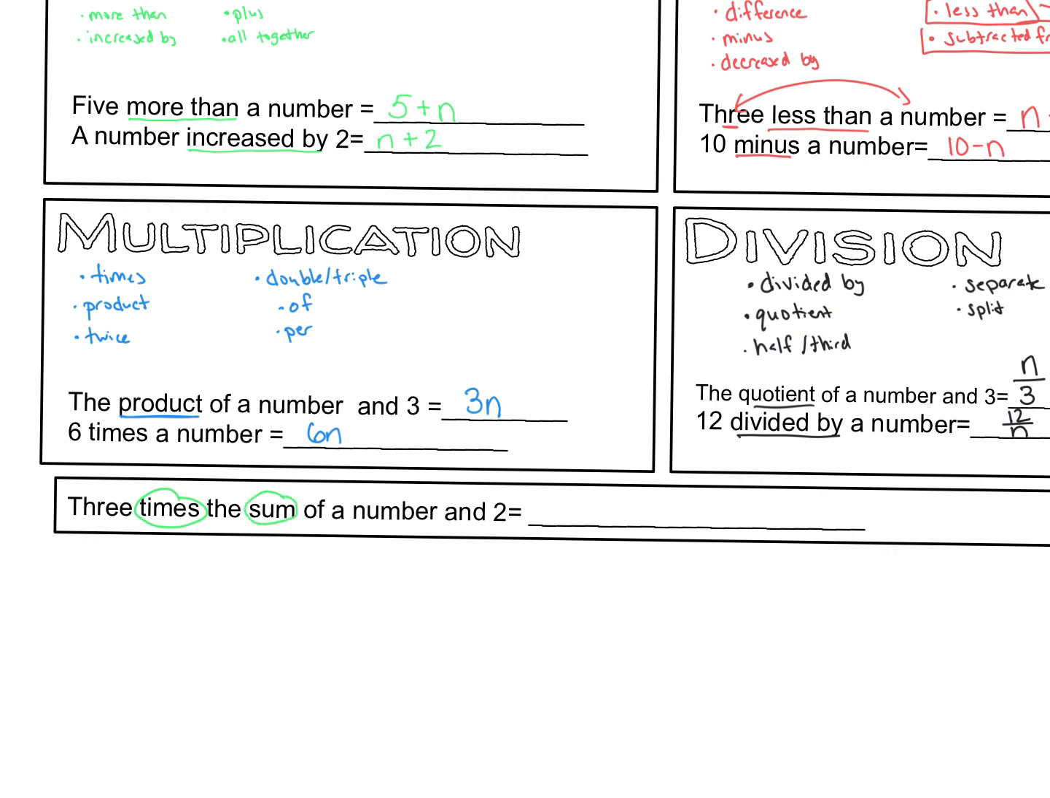Because this is 3 times the sum, what this means is that the sum has to come before the multiplication, because it's multiplying by the answer of the addition problem. And so in order to get addition to come before multiplication, we have to put that in parentheses. So what it would look like is 3 times the sum, so 3 parentheses, and then we have a number and 2, so that sum is going to go where the and is, and so it's going to be the number plus 2. So this would be how we would write 3 times the sum of a number and 2.